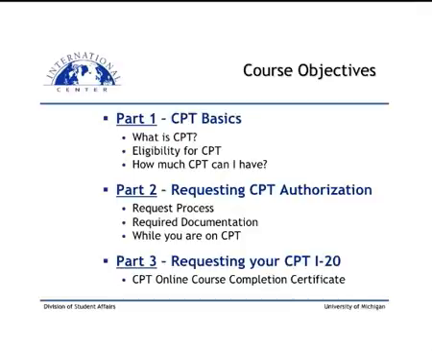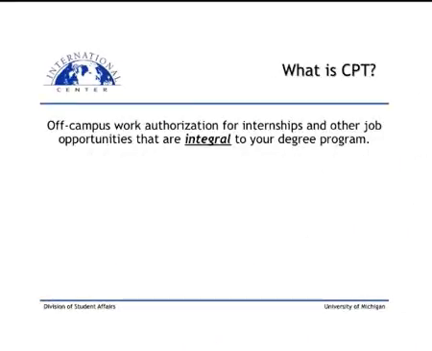As previously mentioned, this course is divided into 3 parts. In the first section, you will learn what CPT is, who is eligible, and how much CPT for which you can be authorized. The second section will discuss the entire CPT request process, the documentation required to submit, as well as what you need to do while you're on CPT to maintain your immigration status. The third section will take you through the final steps you need in order to produce a CPT online course completion certificate.